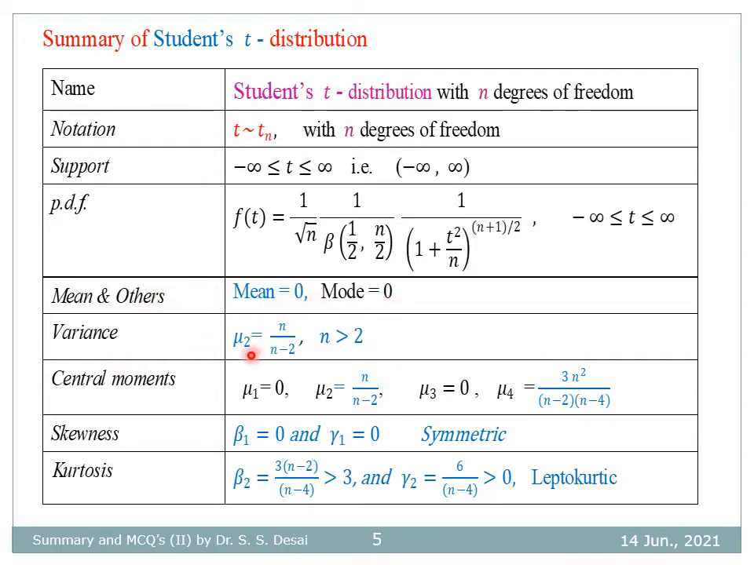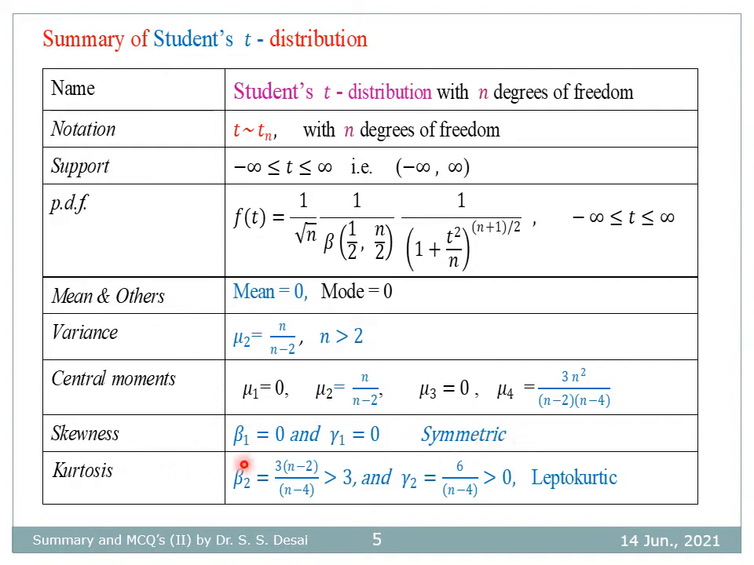The variance of the T distribution is mu2 equal to n divided by n minus 2, when n is greater than 2. Central moments: mu1 is 0, mu2 is n divided by n minus 2, mu3 is 0, mu4 is 3 n square divided by n minus 2 into n minus 4. The coefficient of skewness beta 1 is 0 and hence gamma 1 is also 0. Therefore, the T distribution is symmetric.